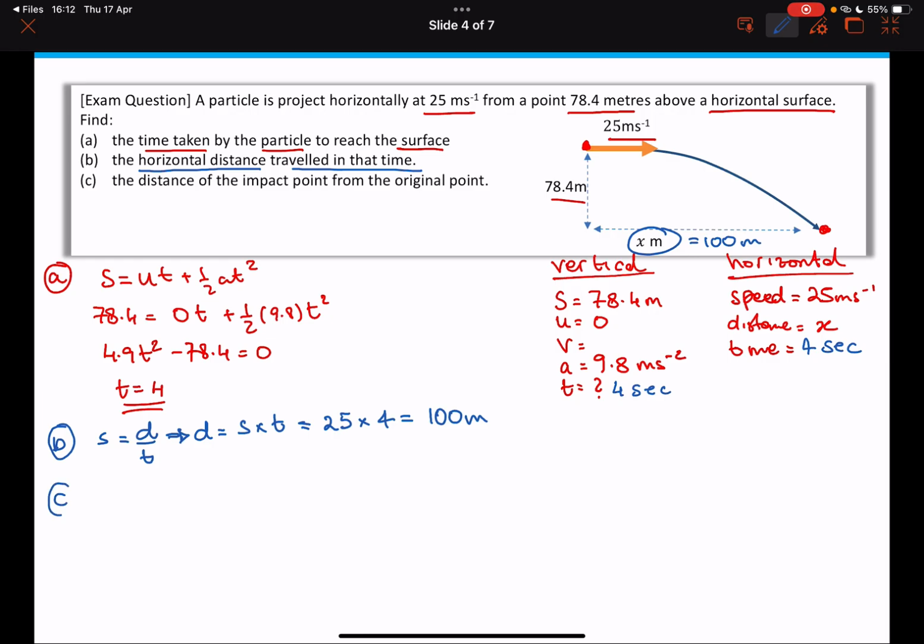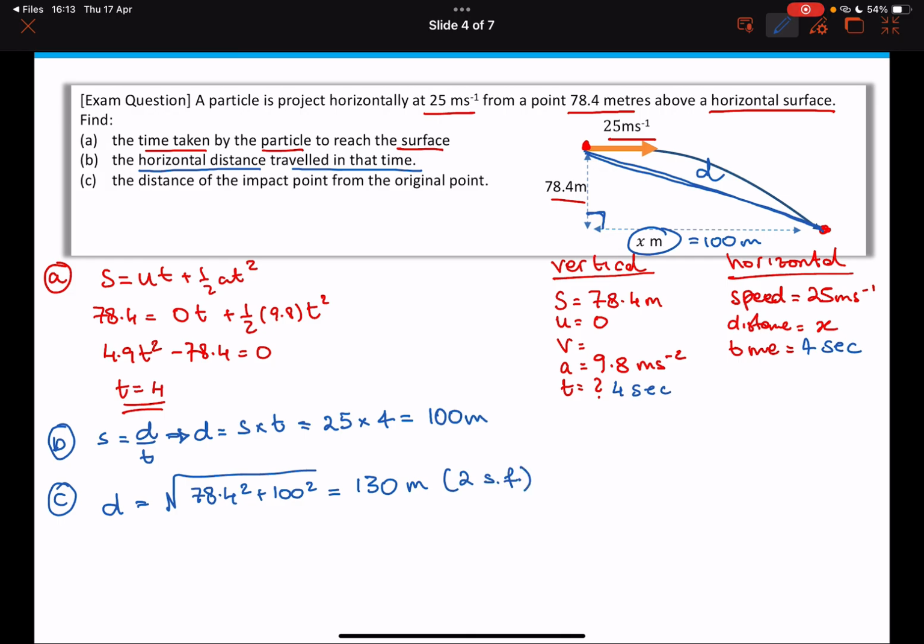And then part C is telling us to work out the distance of the impact point from the original point. In this case, we are talking about this distance here, from where we started to where we are ending at the end. So that is simply Pythagoras. We can see that's a right angle triangle, and we know the two sides, so we can find the hypotenuse. Let's call this side D. D will be equal to the square root of 78.4 squared plus 100 squared. If you put this in a calculator, it gives you an answer of 130 meters to 2 significant figures. And that is pretty much it.